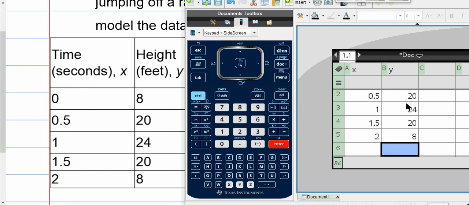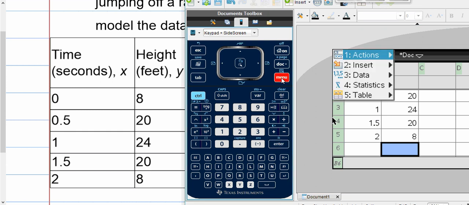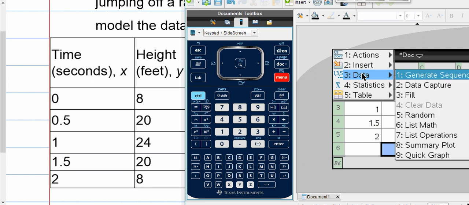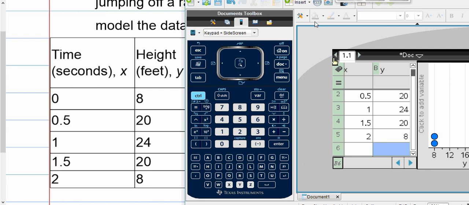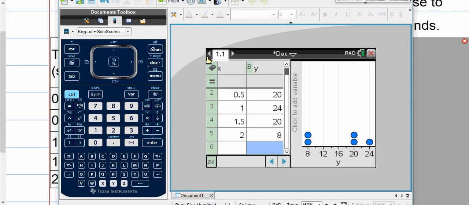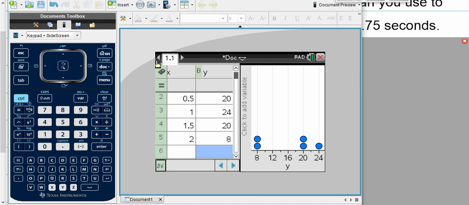But from here, we are going to go to menu. We are going to look at our data, and we're going to do a quick graph. So number 9. Let me scoot my calculator over here some so we can see everything. And this is the screen that you're going to get. My calculator looks a little different. You can see the whole keypad here, and then my screen is all right here, in case you were wondering.